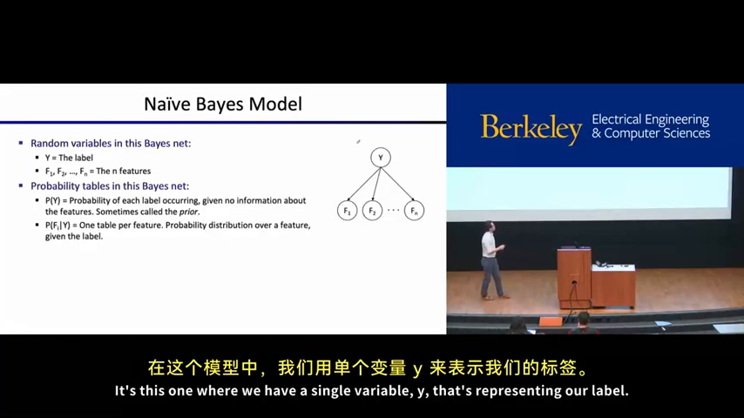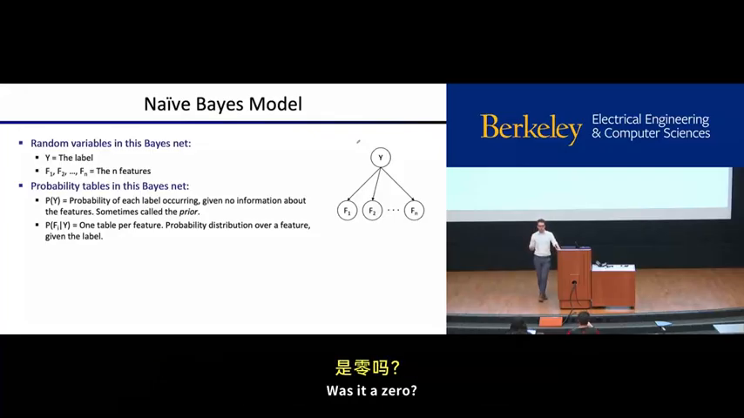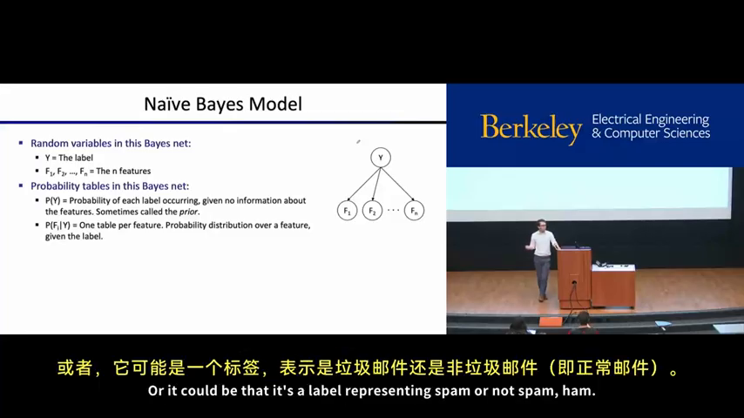It's this one where we have a single variable, y, that's representing our label. We don't know what y is. That's like, which digit was it in our zip code? Like, was it a 0? Was it a 1? I don't know. Or it could be a label representing spam or not spam, ham.